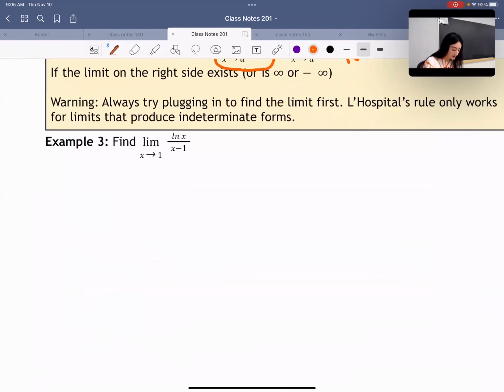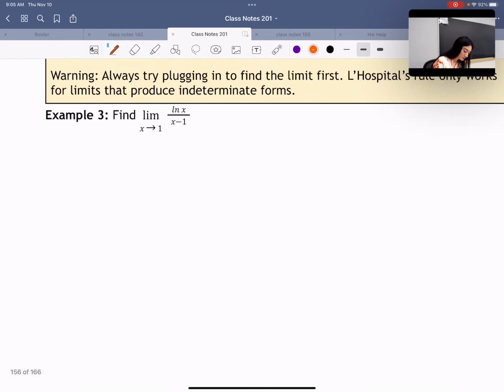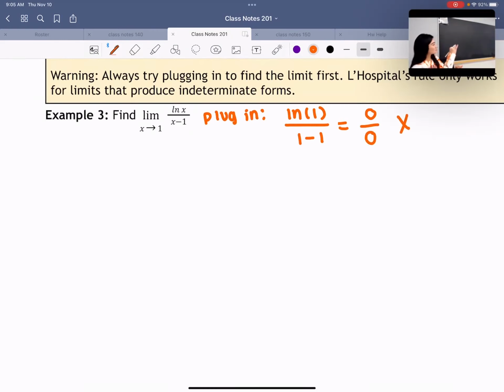So in this example, we have the limit of ln x over x minus 1, which was the example that we didn't know how to do last time, right? Okay, if I plug things in, that's what we do first. So we plug in and see what happens. We'd get ln of 1 over 1 minus 1. What's the natural log of 1? I think I heard 0, right? The natural log of 1 is always going to be 0. And 1 minus 1 is 0. So it looks like we do have that 0 over 0 indeterminate form. Looks like we have to do a little bit more work. Okay. So let's do L'Hopital's rule.